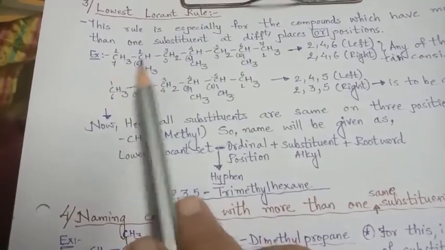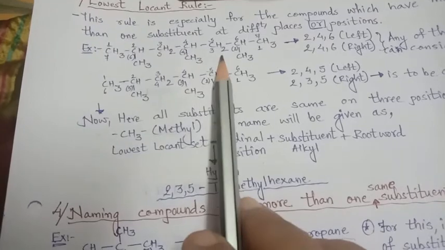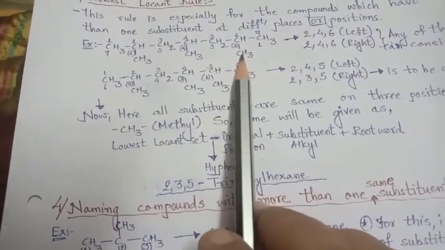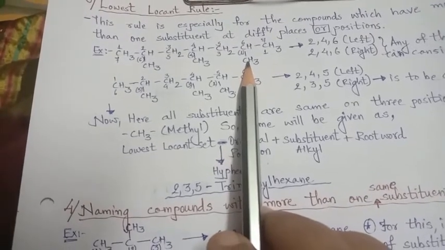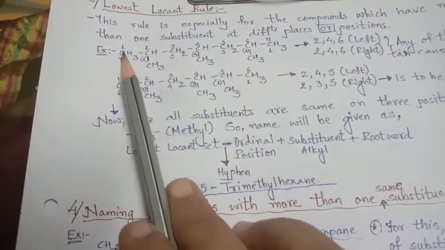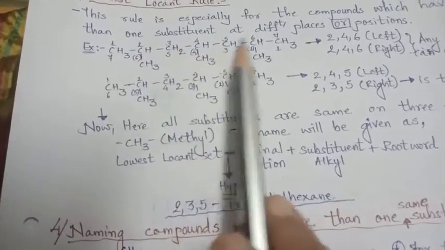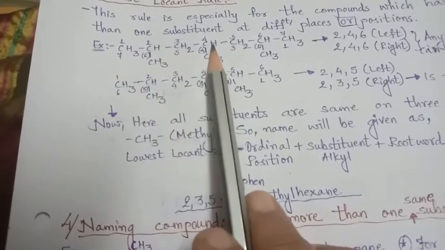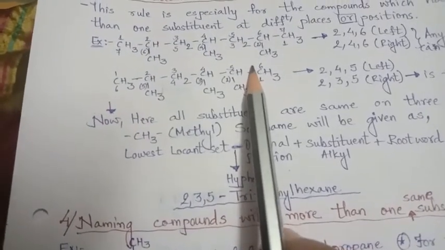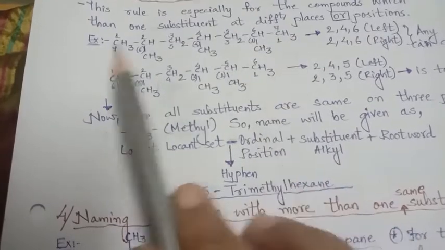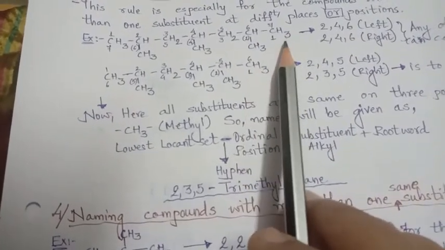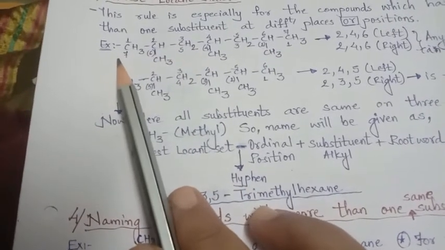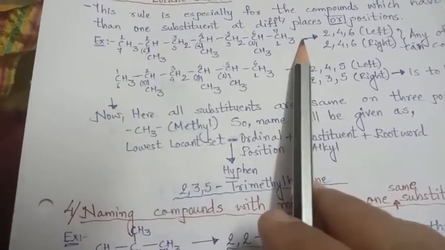This is CH3, CH, CH2, CH, CH2, CH, CH3, and here there is a branch CH3. Now see how we will give the numbers. Suppose we start from here, 1, 2, 3, 4, 5, 6, 7. Or we consider this side, 1, 2, 3, 4, 5, 6, 7. So from this side also 7. Either side we consider, it is 7.